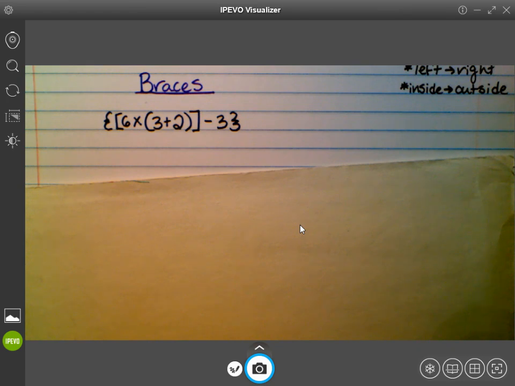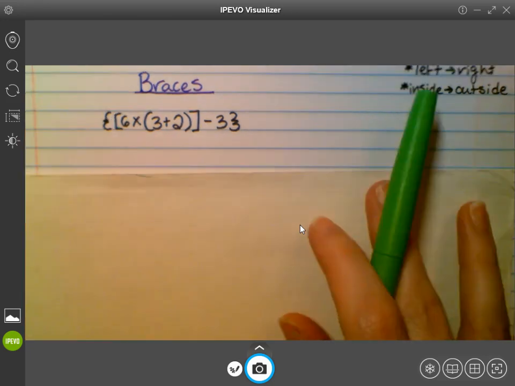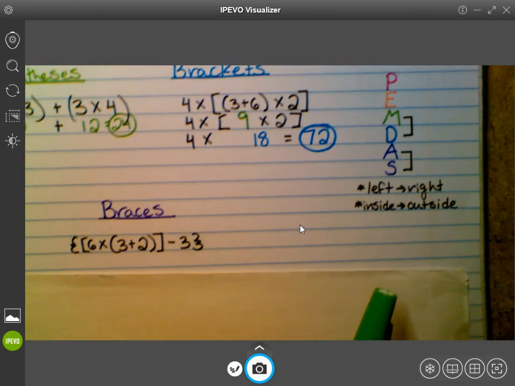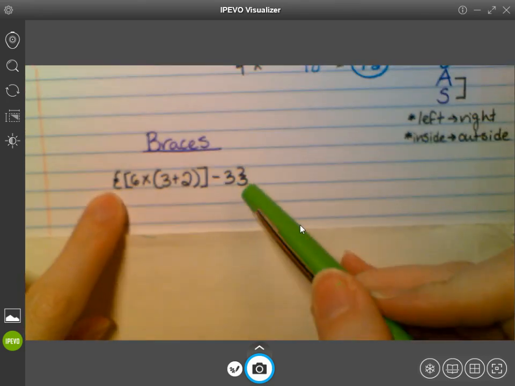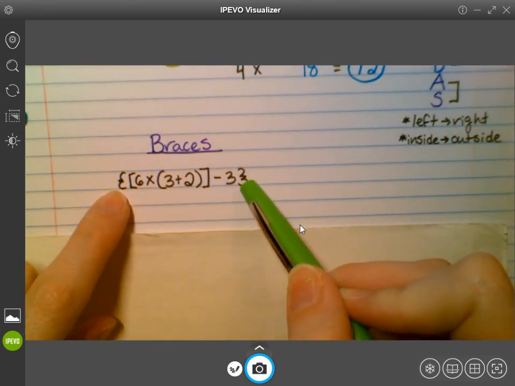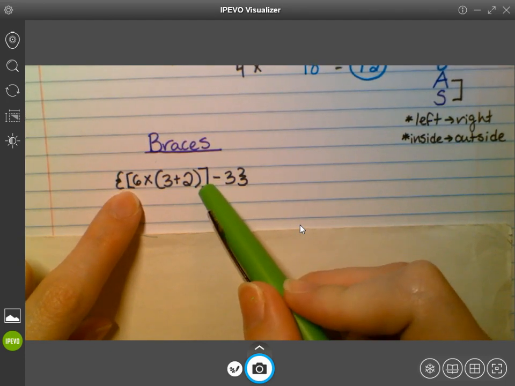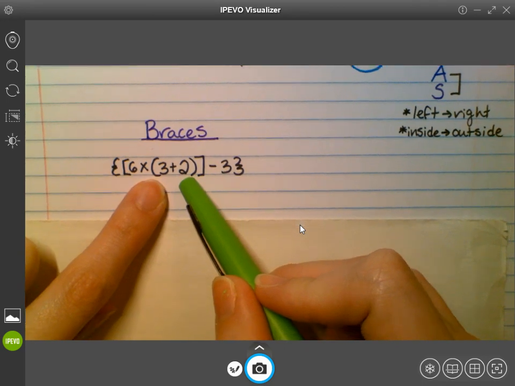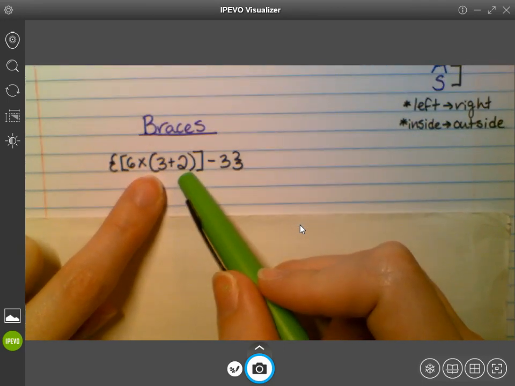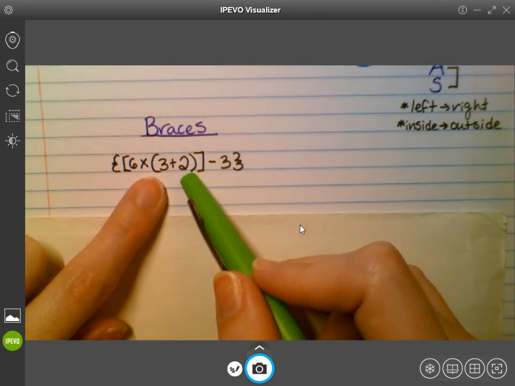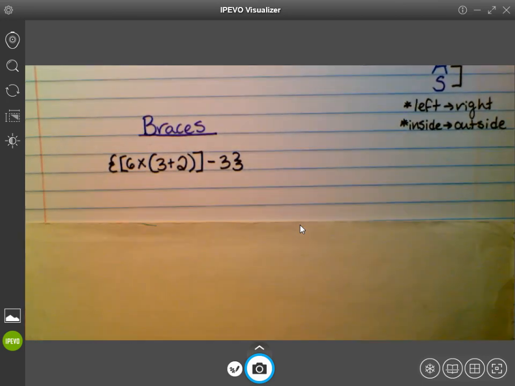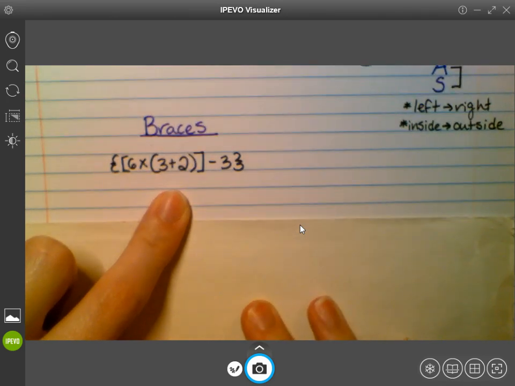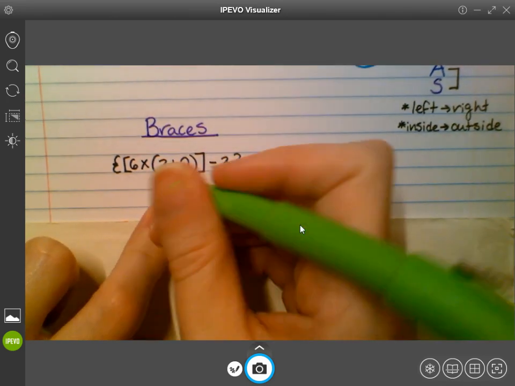All right. So if I'm looking at this problem, I know, because of my notes over here, I need to work from the inside to the outside. So if I do that, on the way outside, we have braces. Then we go in one level, we have brackets. Then I go in one more time, and then I have parentheses. And I don't have anything else inside the parentheses as far as grouping symbols go. So I need to solve 3 plus 2 first. Show me on your hand, what is 3 plus 2? It is 5.